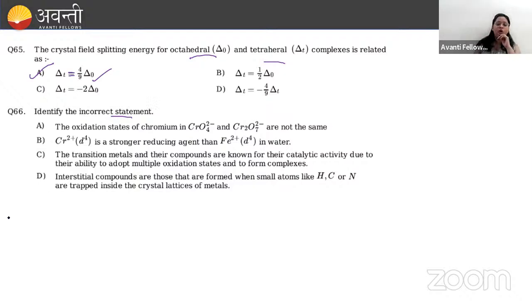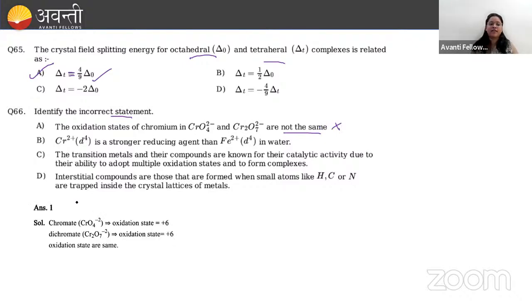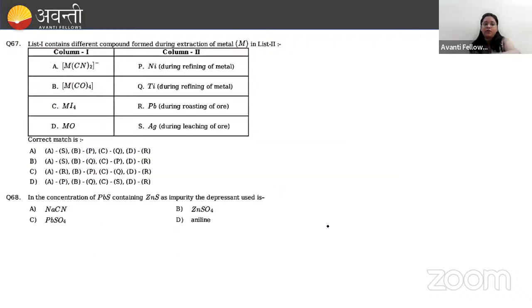So here, when you read all these statements, the oxidation state of chromium is not the same. So this is not true. Why? Because here you can see for chromate, that is CrO4 2-, the oxidation state is +6, and for Cr2O7 2-, the oxidation state is +6. So both have the same oxidation state. But here it is given that they do not have the same oxidation state. So this statement is incorrect. That's why our option A is the correct answer here, not the correct statement. Right? Yeah. Let's move on to the next problem.